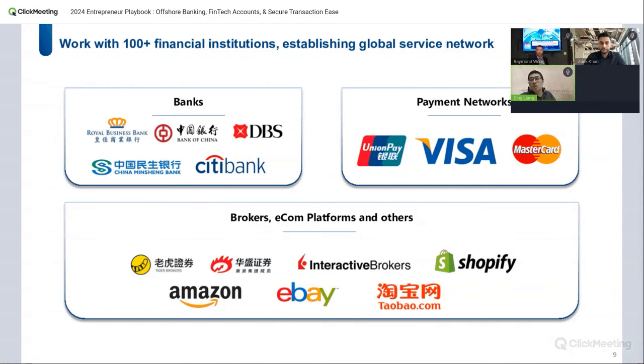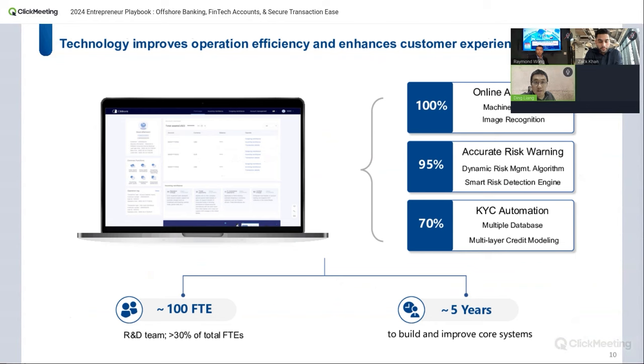Basically, in order to do cross-border business, even huge players like HSBC and Citi cannot cover all those countries and all those currencies on their own. So we need partners to help us do all those currency settlements. That's what we built over the past few years. This is our second core capability.